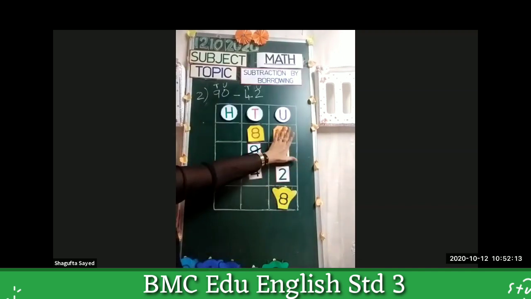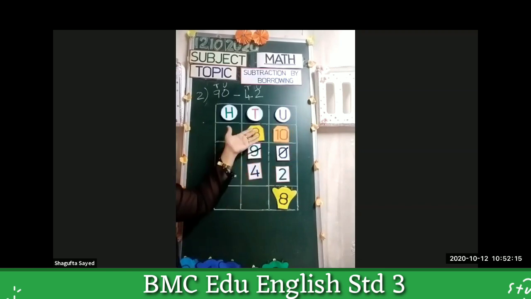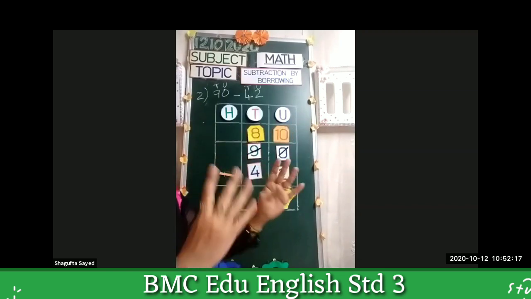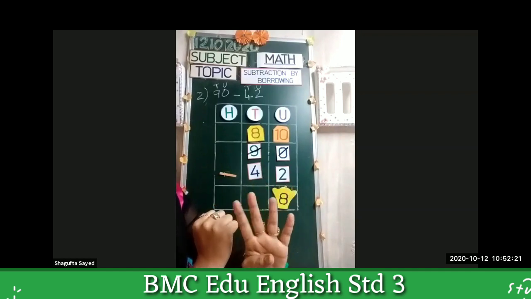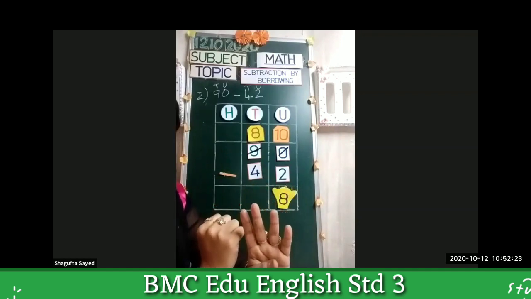Next, unit is over. Now tens. 8 minus 4. Again from 8, you can minus 4. Remaining is, very good, 4.